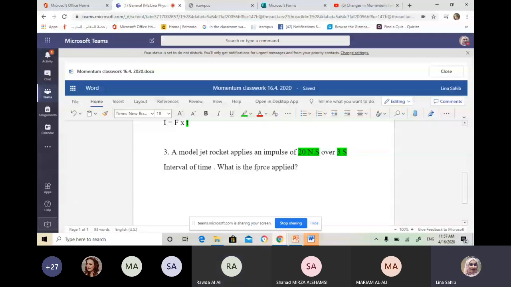I have the same formula, I will use it, but the cross multiplication is different. I need force. Now, time is given, force is not given, impulse is given. So only do cross multiplication, use the triangle. All of you, solve it and send it.